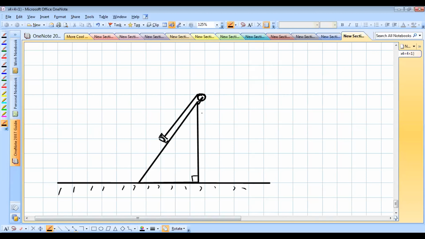There's this pulley which is attached to this. And then the thread is wrapping around the pulley and coming down from this side. And then there's another thread. This pulley is attached to some wall.